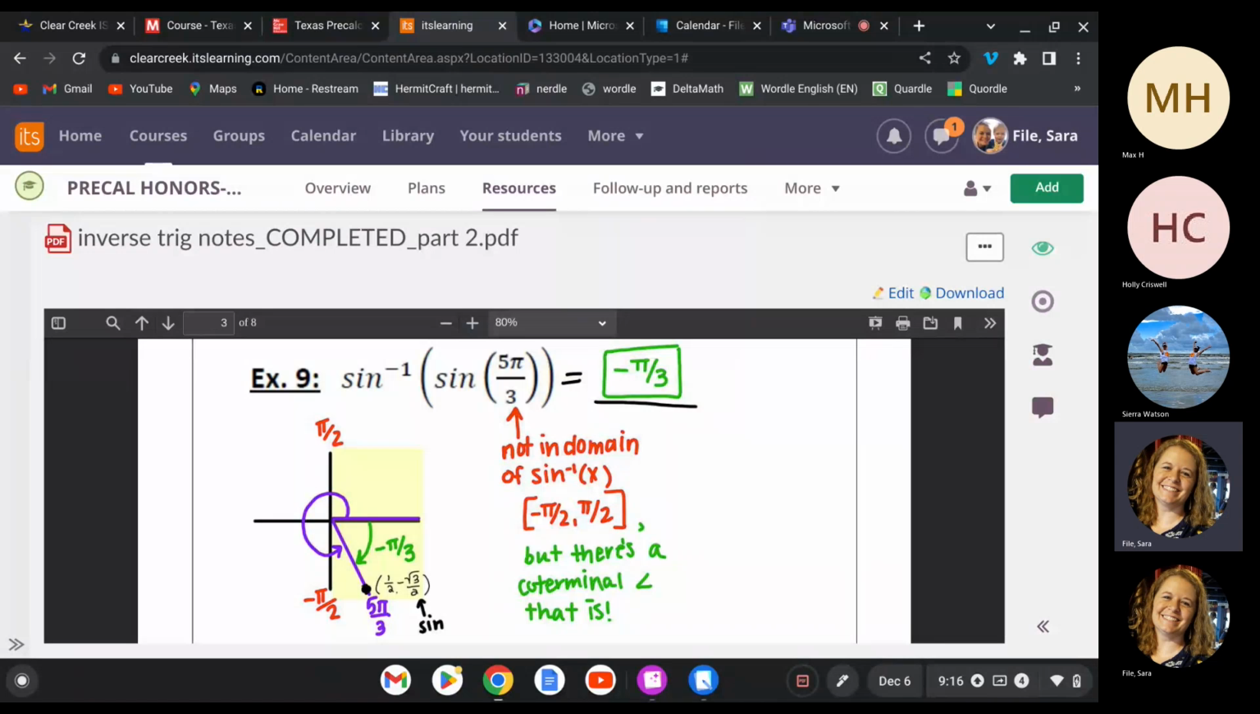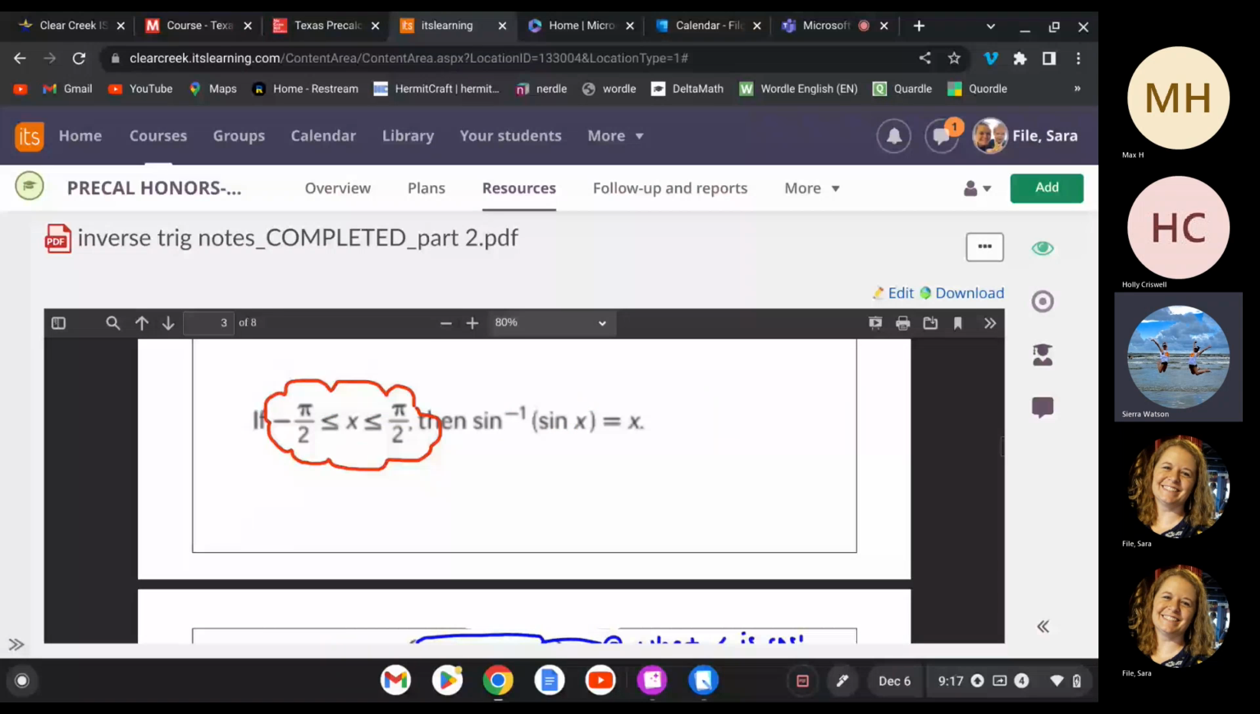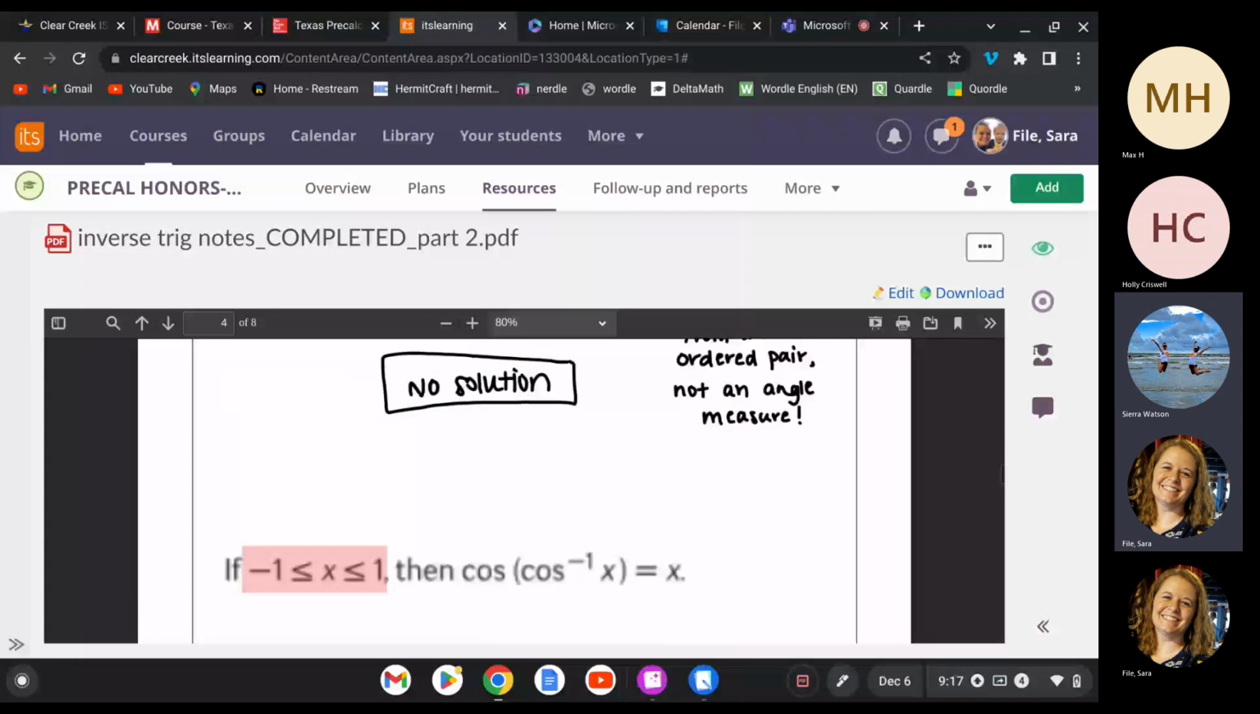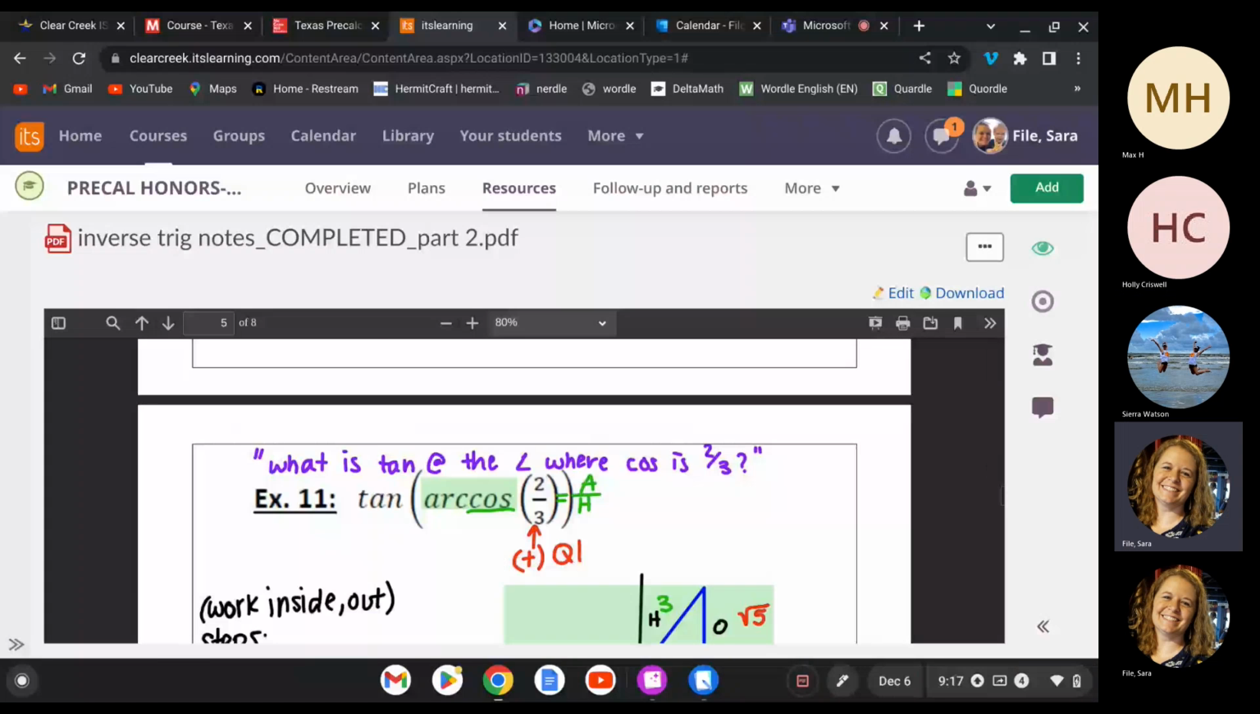So that one, we couldn't just cancel the sine and inverse sine out and say my answer is 5 pi thirds, because 5 pi thirds isn't in the domain. It doesn't work. Does that make sense? So you have to find the coterminal angle that's in the domain? Yes. Sometimes that's possible.